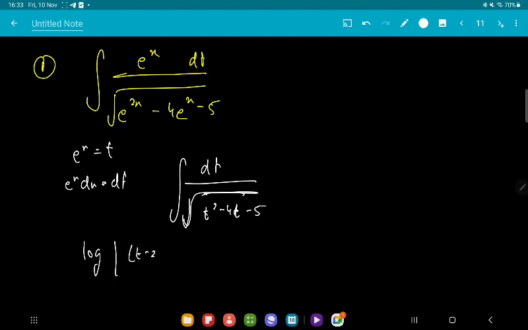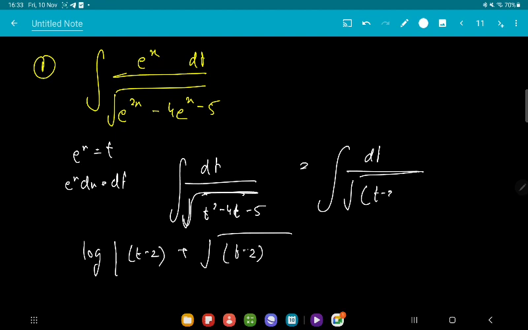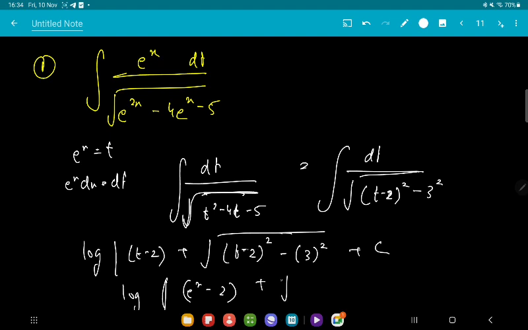I will get log of t minus 2 plus the square root... See, here you can write it down like this by making a perfect square, so that will become (t minus 2)² minus 3 squared. So just substitute the values at the end now. You will get your answer. Okay. So this would be a question.